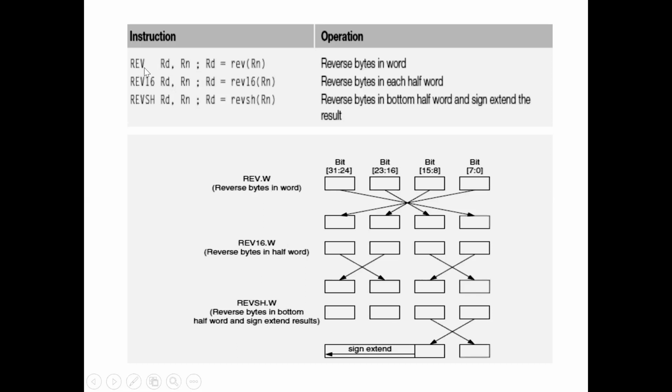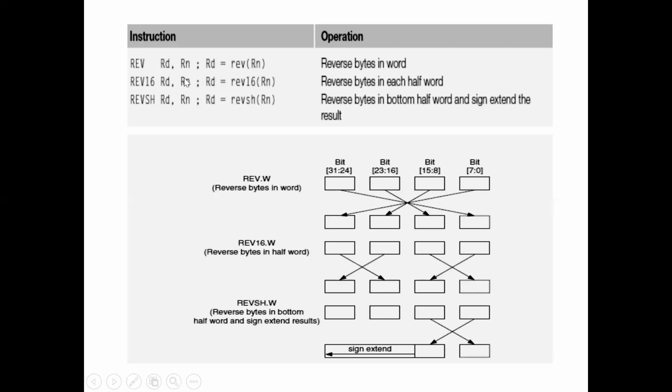REV operates on 32-bit data. REV16 operates on half words. And next you have REVSH, which reverses and does sign extension of a half word. Now let us start with the first instruction, REV.W. The syntax here is you have one destination register and one source register.